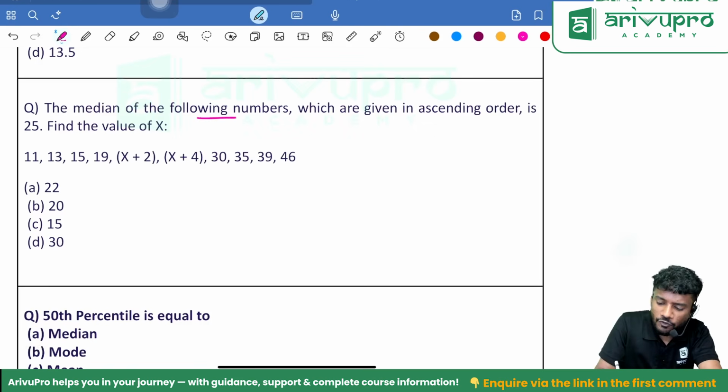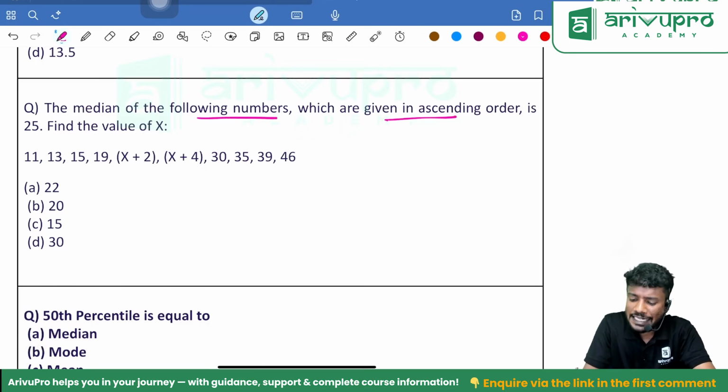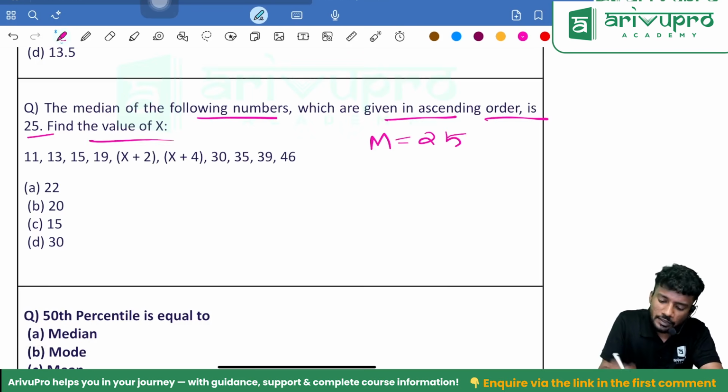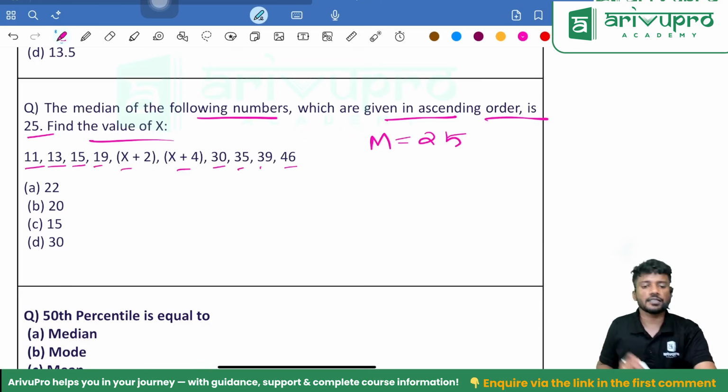Similarly, look here. The median of the following numbers which are given in ascending order is 25. That means median is 25. Then how many numbers are there in total? 1, 2, 3, 4, 5, 6, 7, 8, 9, 10. 10 numbers are there in total. N is equal to 10.